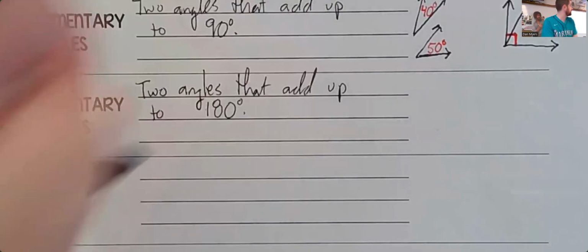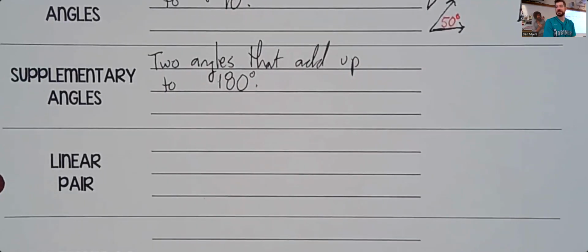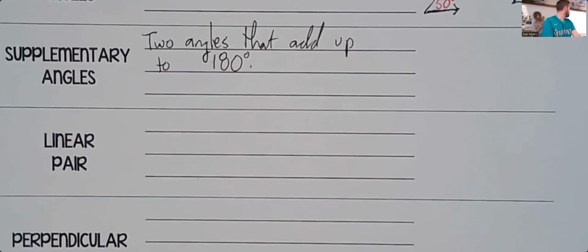Supplementary angles. Anybody know what that one means? All right, here we go then. This would be two angles that add up to, here we go, 180 degrees. So basically just double complementary. Supplementary angles double the number of degrees that complementary angles add up to. Once again, these don't necessarily have to be adjacent. So a lot of times they are, but they're not always.